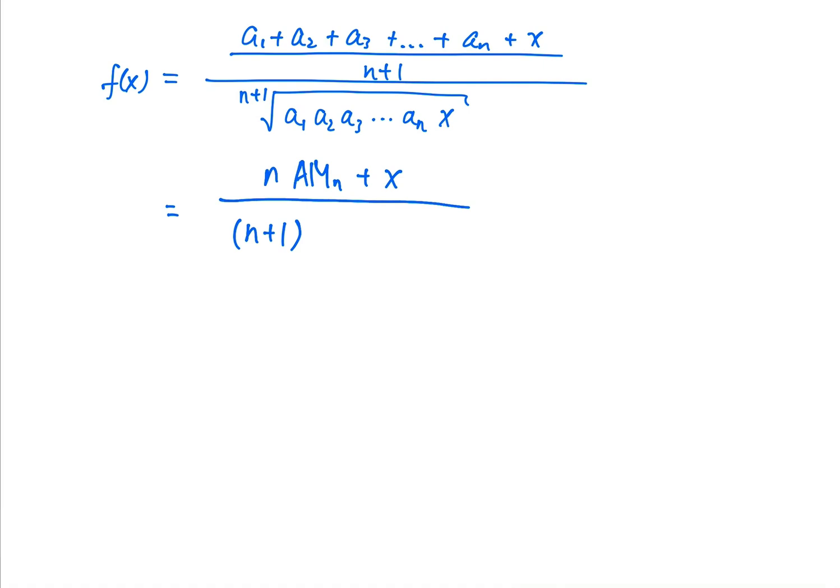Now another simplification is that you see the product of a sequence in the denominator. So we can rewrite that as the geometric mean raised to the nth power. But because we have the product under this radical sign, the overall power will become n over n plus 1. And of course, we have to multiply that by x to the power 1 over n plus 1.